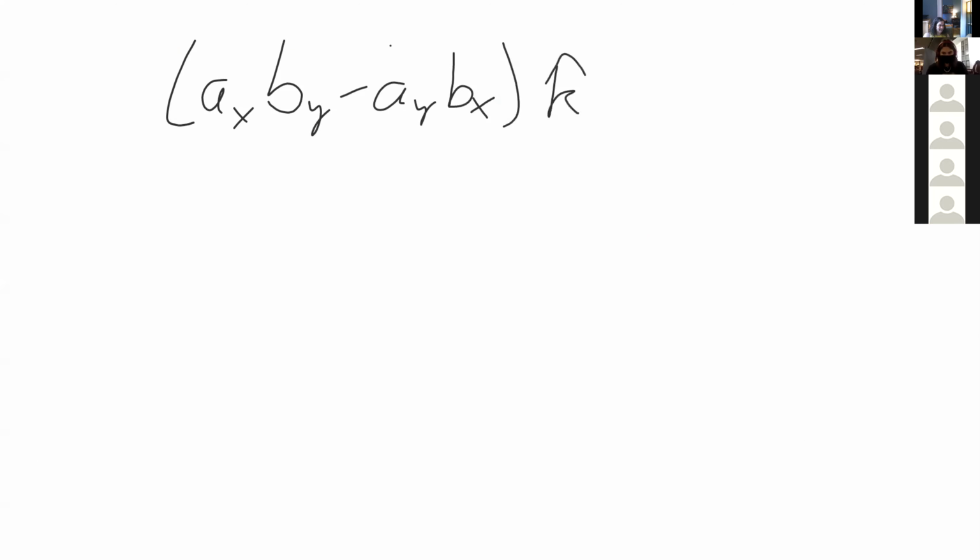Ax by minus... what did I just say? Ax by minus ay bx. And that'll be in the k-hat. And this will be part A of problem number 7.